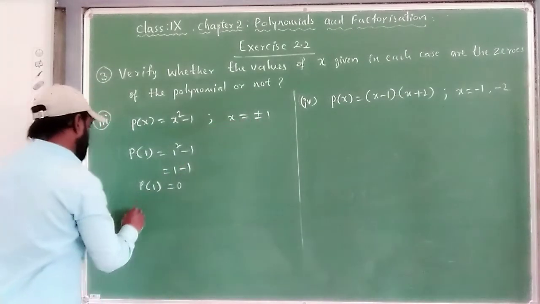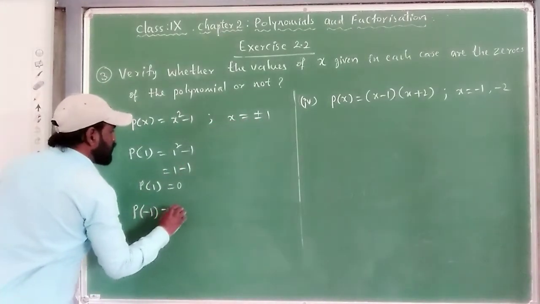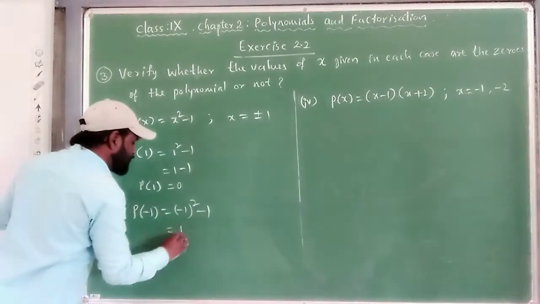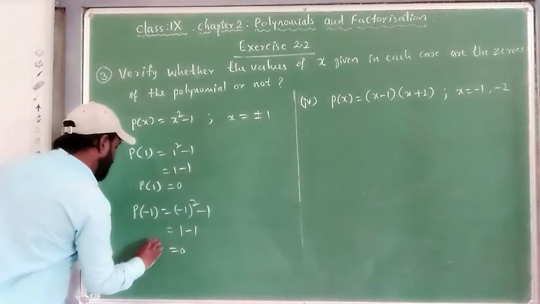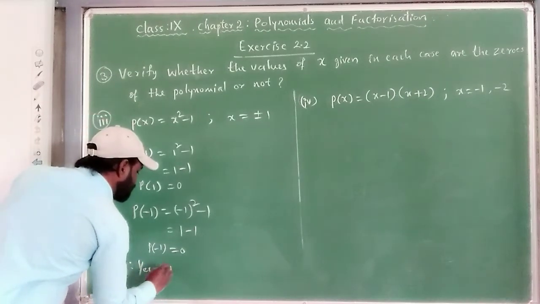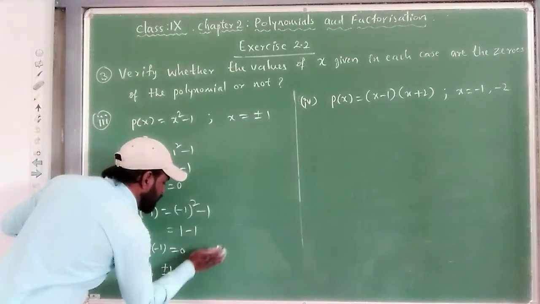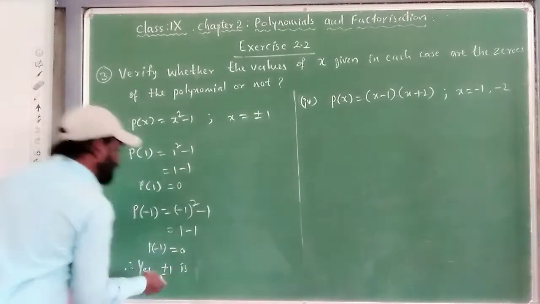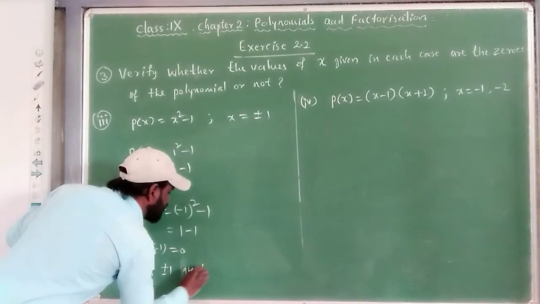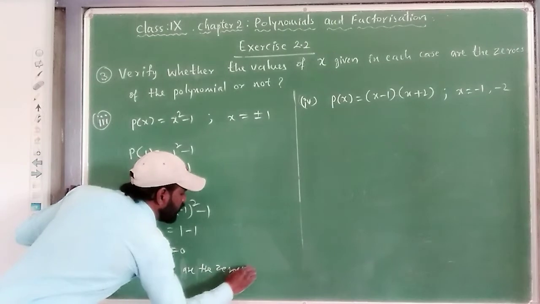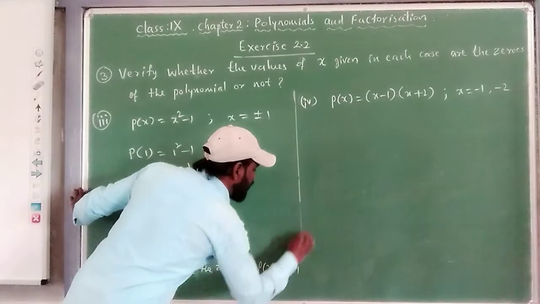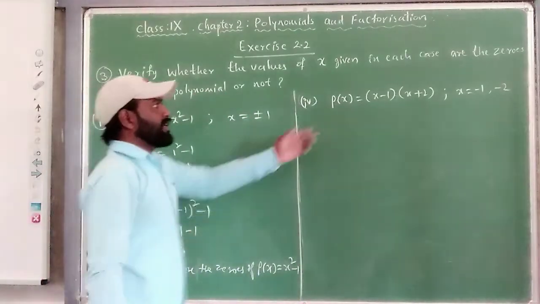Let's check minus 1 also. So P of minus 1: minus 1 whole square minus 1. Minus 1 whole square is minus 1 into minus 1, which is plus 1. 1 minus 1 is 0. So P of minus 1 is also 0. Therefore, yes, plus or minus 1, both of them, are the zeros of the polynomial P of x is equal to x square minus 1. That's all. Very simple.